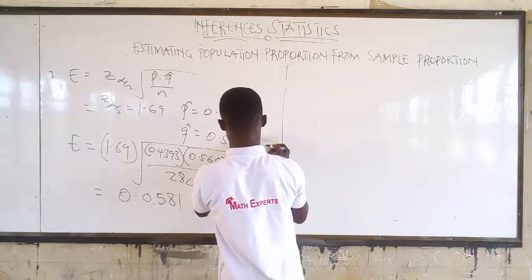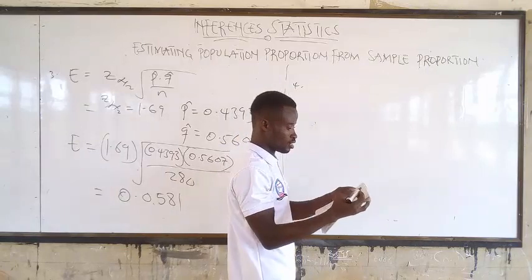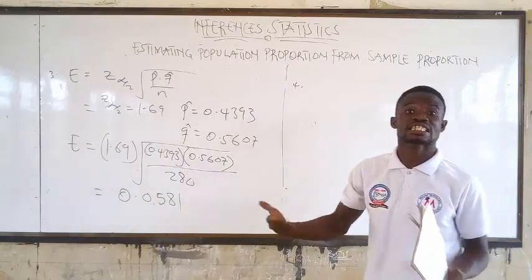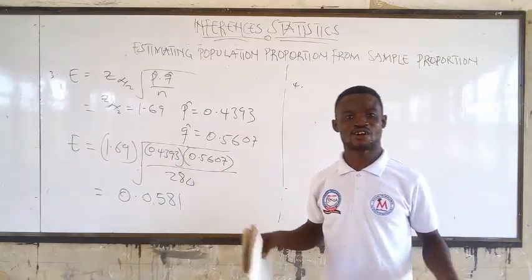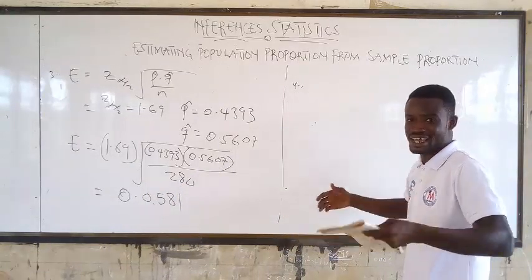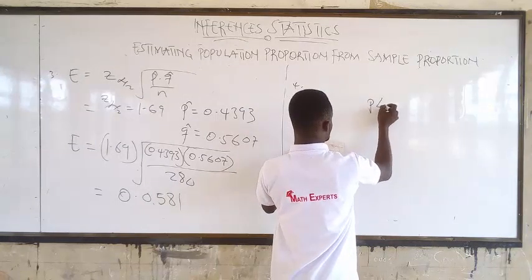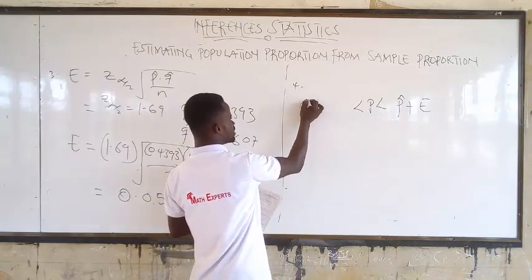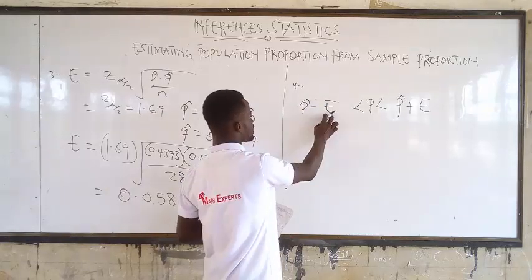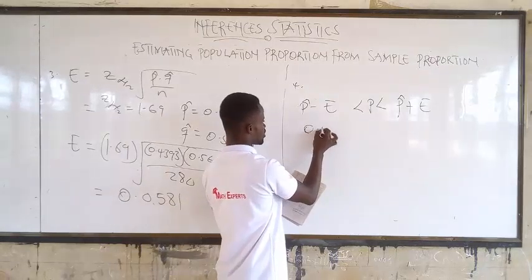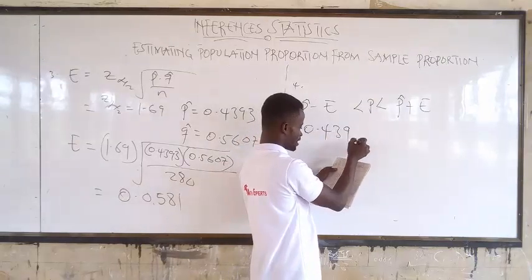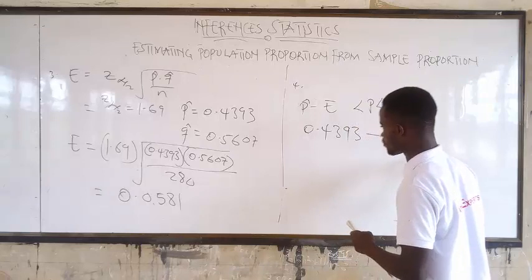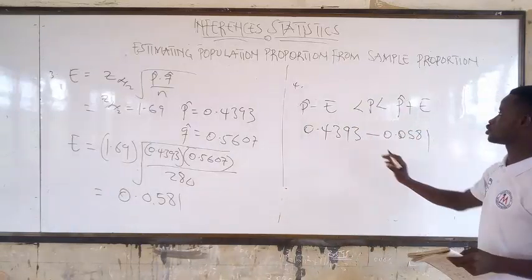Now you know your margin of error and the point estimate. You can use the point estimate to estimate the population using the confidence interval. So it's going to be p hat plus the error on the right side, and p hat minus the error on the left side. That means you get p hat, 0.4393, minus the error, and the error is 0.0581.